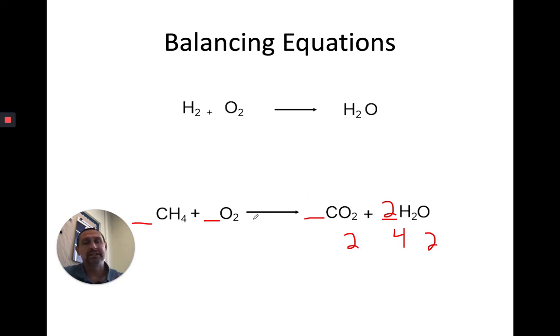If I go back to this side, I only have 2 oxygens, so if I just add a 2 here, that gives me 4 oxygens. So 1 carbon, 1 carbon. 4 oxygens, 2 plus 2, 4 oxygens. 4 hydrogens, 2 times 2, 4 hydrogens.